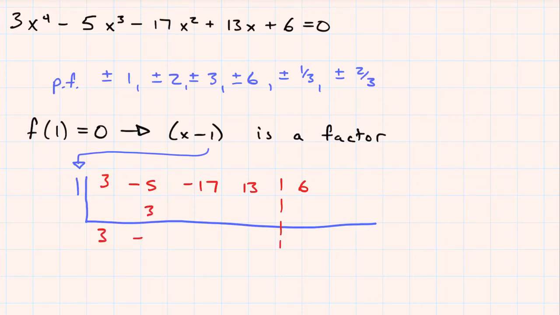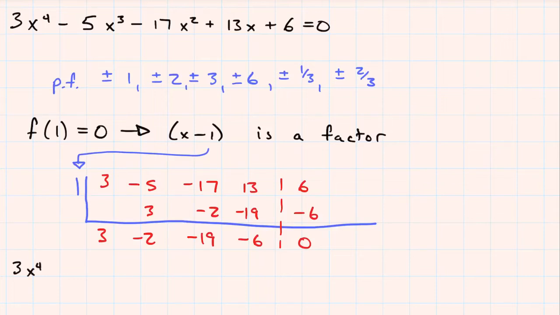1 times 3 is 3, negative 5 and 3 is negative 2. 1 times negative 2 is negative 2. Negative 17 plus negative 2 is negative 19. 1 times negative 19 is negative 19. 13 plus negative 19 is negative 6. 1 times negative 6 is negative 6. 6 plus negative 6 is 0. And we got 0. That's always my check in case there happened to be a mistake anywhere.